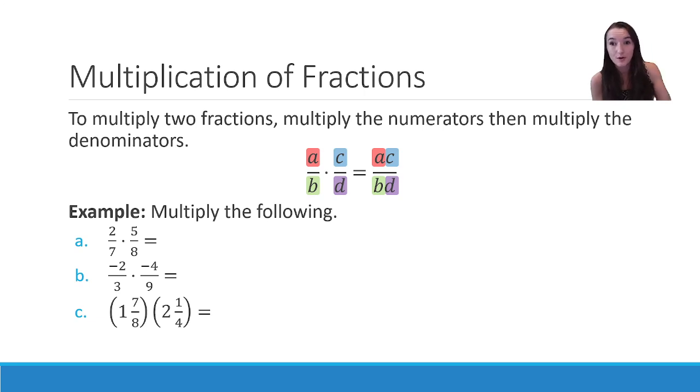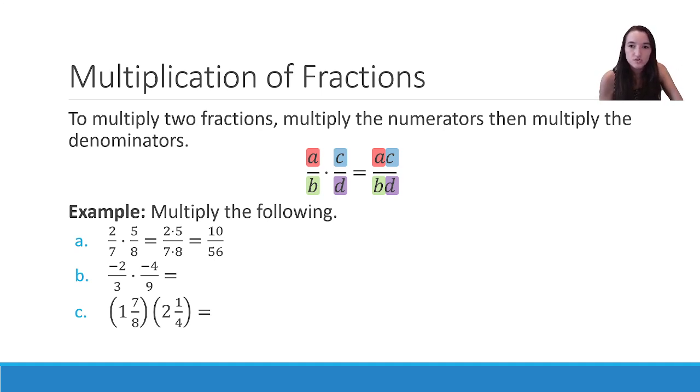All right, speaking of multiplication, let's talk about multiplying fractions. To multiply two fractions, we multiply the numerators, then multiply the denominators separately, top, bottom. So a over b times c over d will equal a times c over b times d. Okay? So 2 over 7 times 5 over 8 will equal 2 times 5 over 7 times 8, so that's 10 56ths.